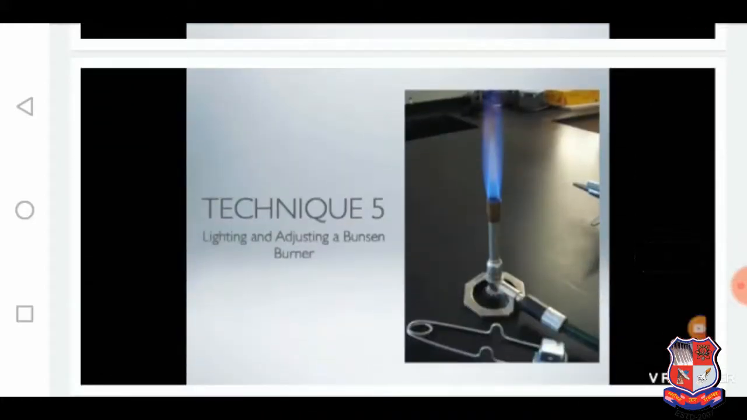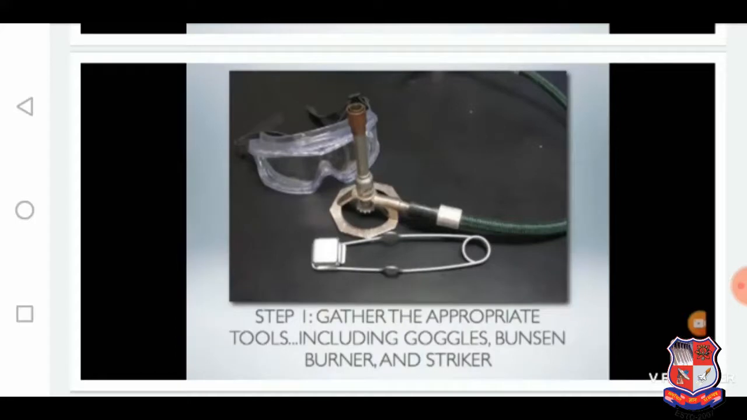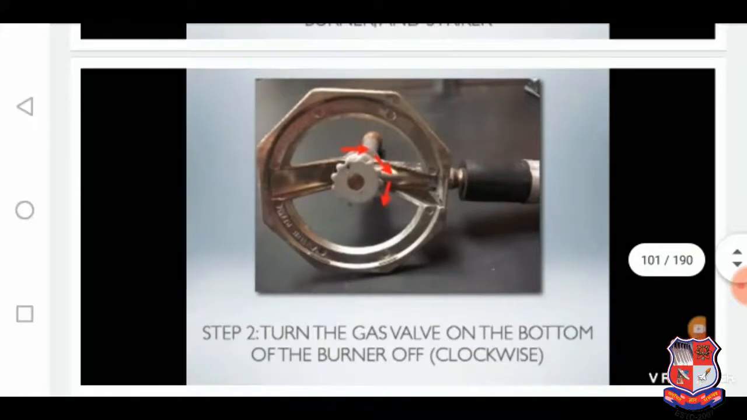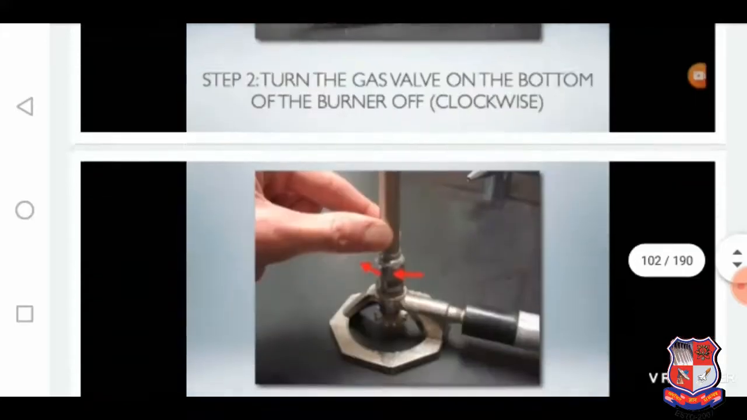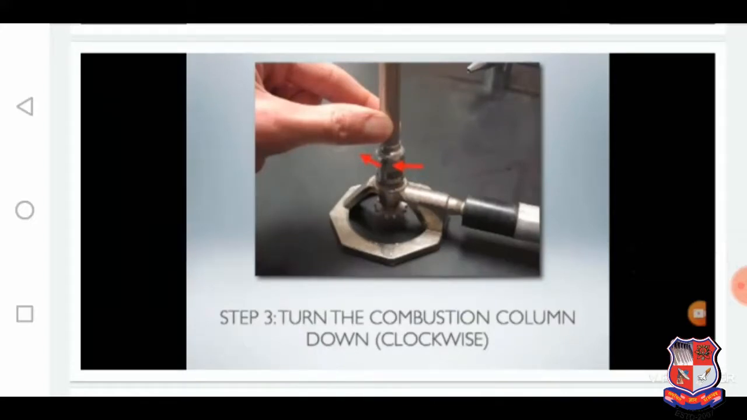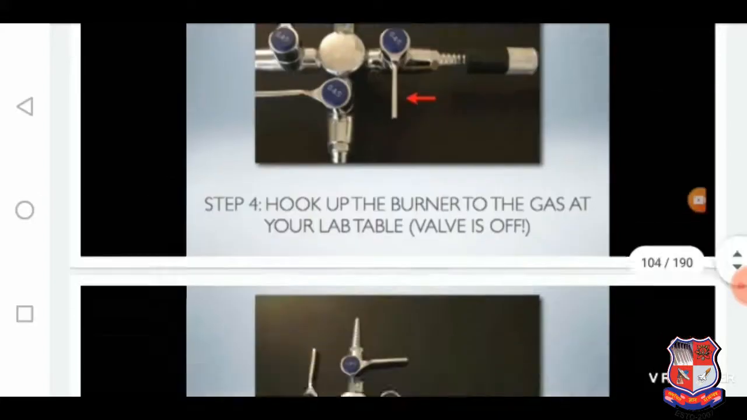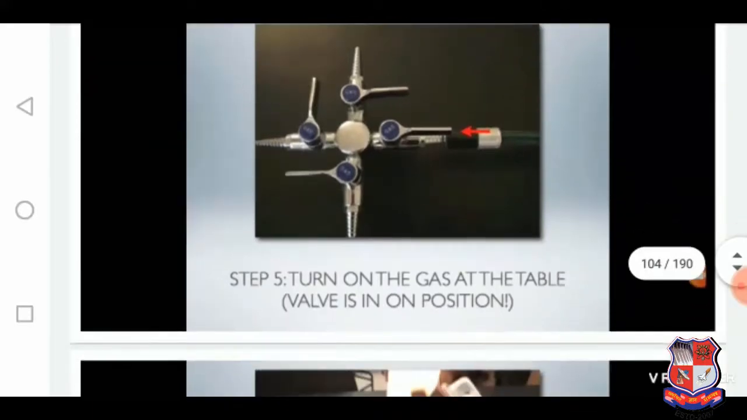Technique number 5 is lighting and adjusting a Bunsen burner. So in step 1, gather the appropriate tools including goggles, Bunsen burner and striker. Step number 2, turn the gas valve on the bottom of the Bunsen burner off clockwise, and turn the combustion column down clockwise. And here's the setup of the valve on and off. This is the off position and this is the on position.